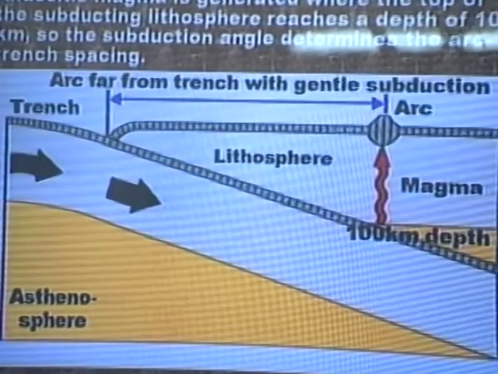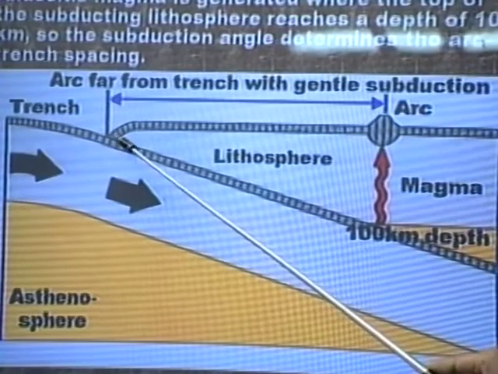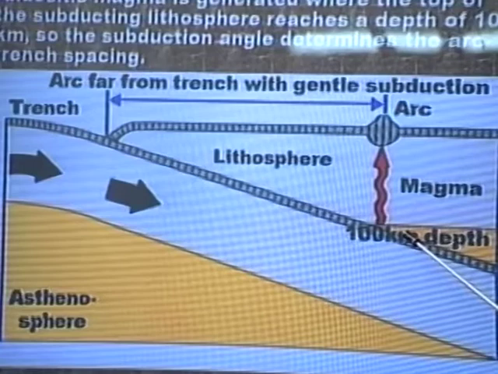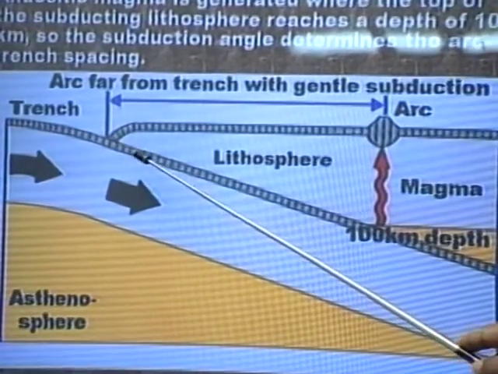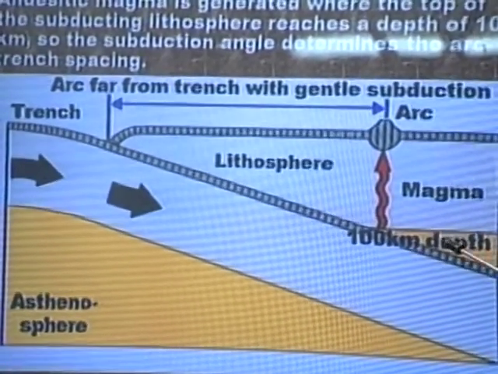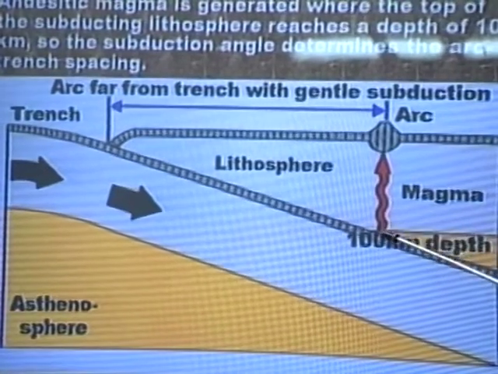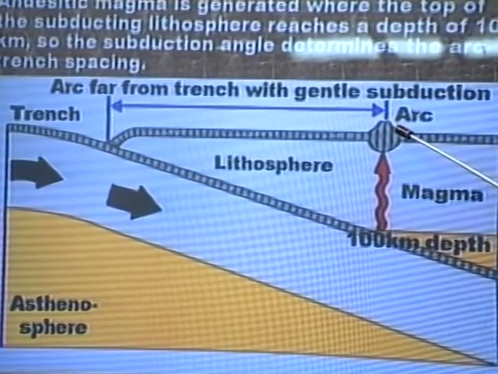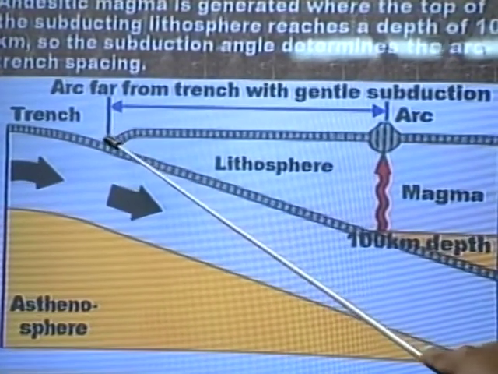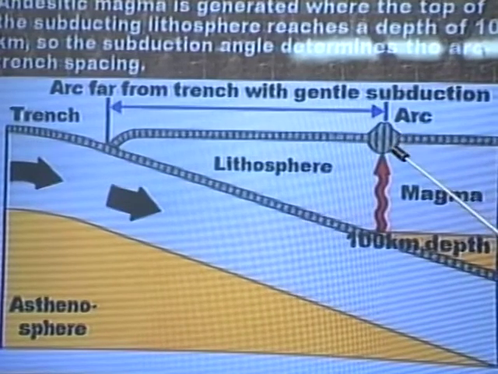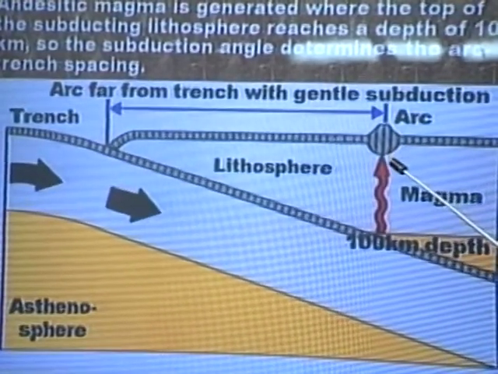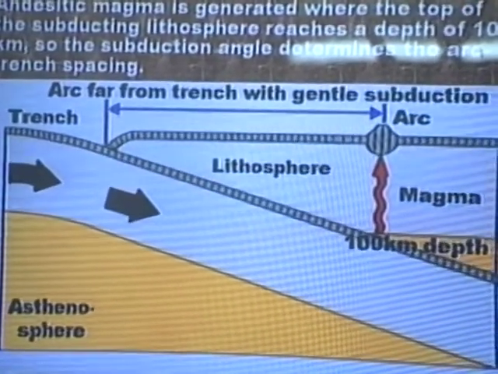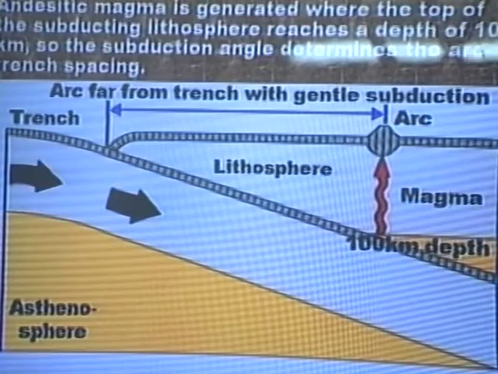Then if we look at the second diagram, you see the subduction is a little bit gentler. Therefore, by the time that particular subducted material reaches 100 kilometers, that's where the rising of magma comes to the top, resulting in formation of the island arcs. But then the distance between the trench and the island arc would be a little bit further as compared to the first one where the subduction was steeper. We're following?